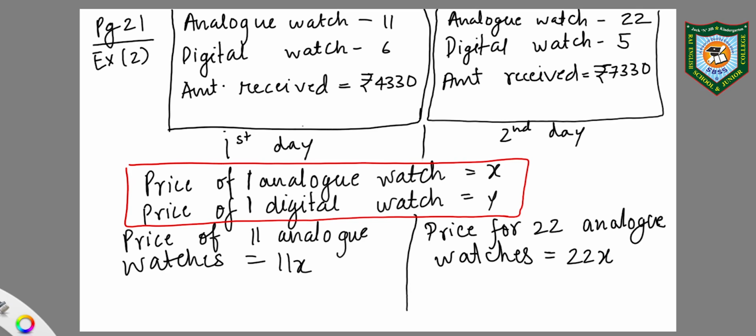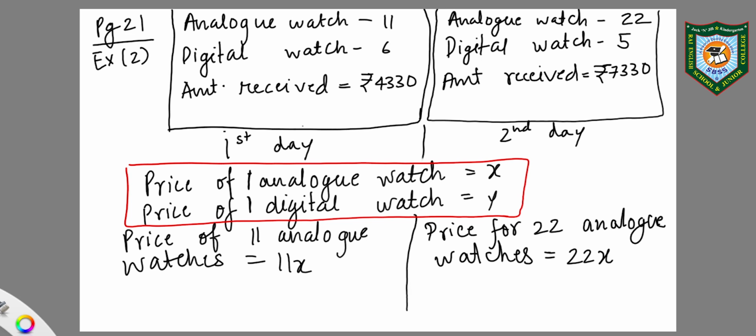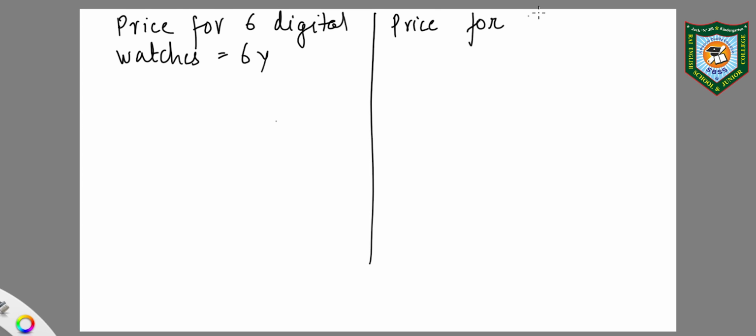Now going for digital watches, so price for, on the first day he sold 6 digital watches, so I'll have here 6 digital watches is equals to 6y, and price for 5 digital watches on the second day is equals to 5y. Now obviously when the shopkeeper sells something, he's going to get money in return.